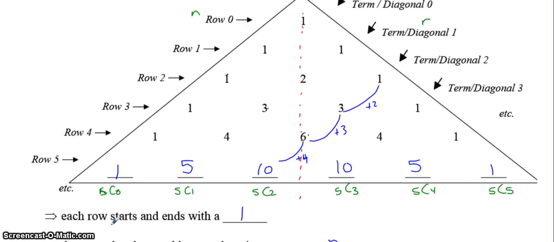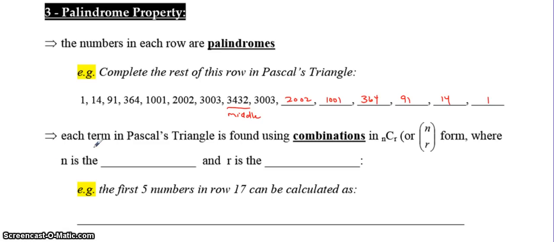Similarly, if you wanted to do the sixth row, you could start with 6C0, 6C1, 6C2, all the way up to 6C6. So each term in Pascal's triangle is found using nCr, where n is the row and r is the diagonal, or also what we call the term.